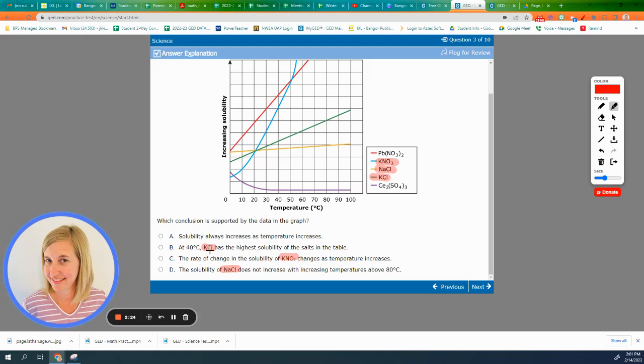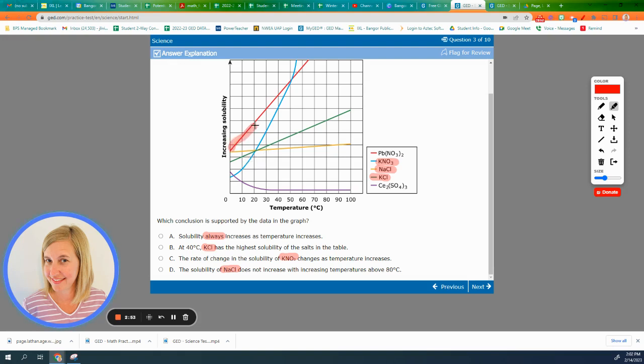Answer choice A. Solubility always increases as temperature increases. Now, whenever you see words like always or never or only, those are very specific. That means there cannot be any exceptions. So let's look at these different lines on this graph. If solubility is increasing, which means going up, as temperature increases, which means going to the right, we will see a positive slope on a line.